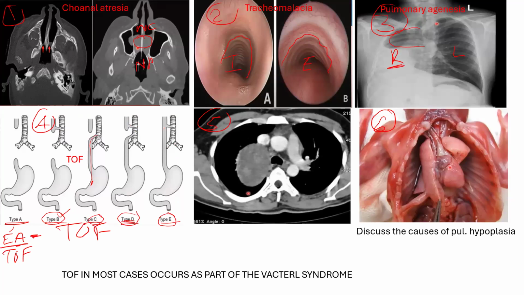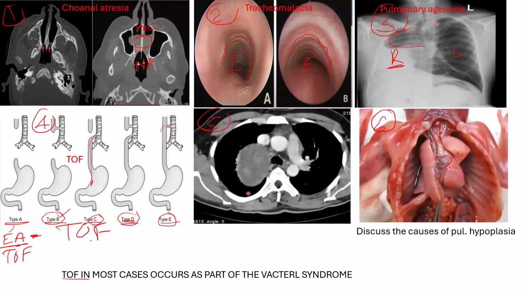So in type E, there is no esophageal atresia. That means food will go to the stomach. There is only a tracheoesophageal fistula, okay? So in fact, most of the time it is air which will go to the esophagus. So type E is the one which will present later on in life.